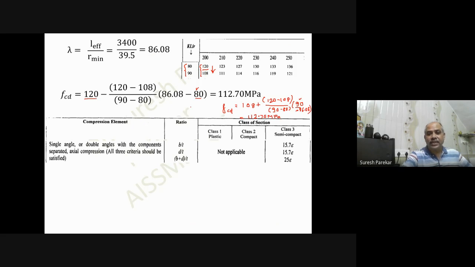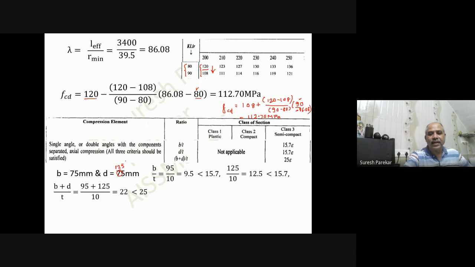And then we have to check this from table 2, which is on page number 18. Then we have b 95, and sorry, we have d, that is 125 millimeter. Then we substitute: b by t, 95 by 10, 9.5 less than 15.7; d by t, 125 by 10, 12.5 less than 15.7; and b plus d by t, that is 95 plus 125 by 10, 22 less than 25. So all criteria are satisfied. Therefore, the section is a semi-compact section. So semi-compact section means Ae equal to A, and then we will have Ae equal to 2 into 2110, 4220 millimeter square.